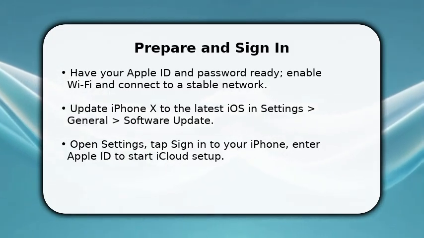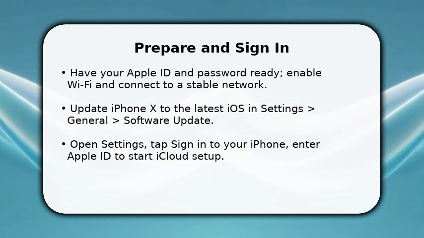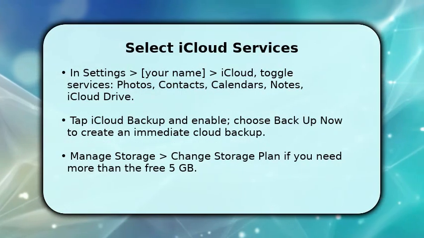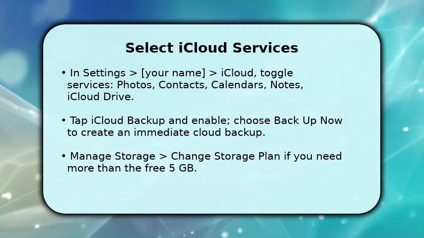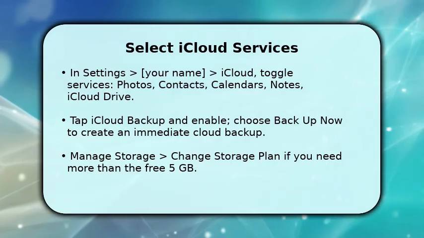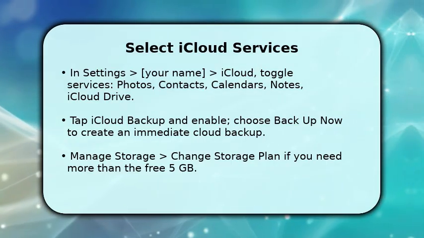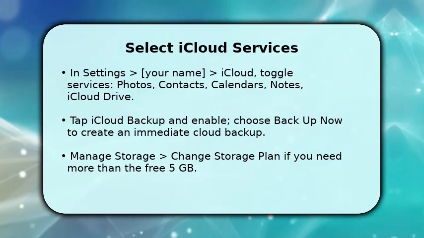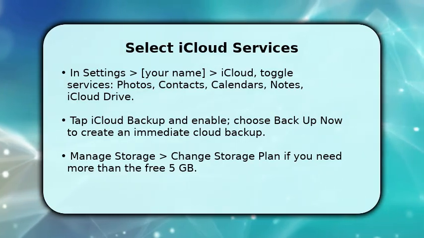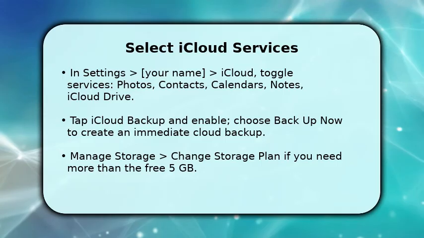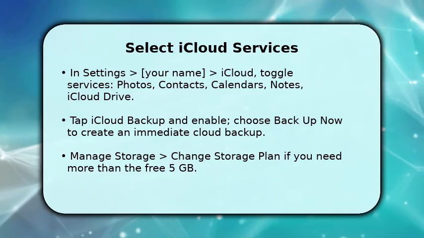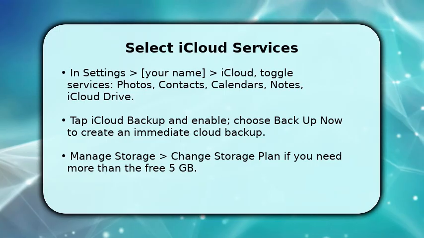Next, you'll choose which iCloud services to enable. Now you decide what to sync because iCloud stores different data types separately. Go to Settings, tap your name, then iCloud. Toggle Photos to preserve originals or enable Optimize iPhone storage to save space. Turn on Contacts, Calendars, Notes, and iCloud Drive so those items sync automatically.